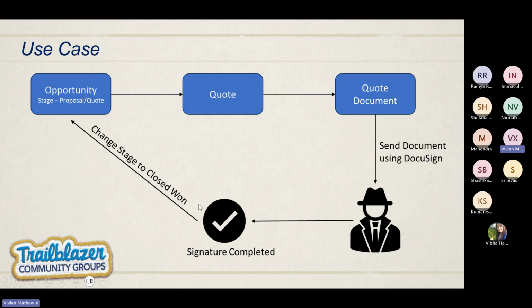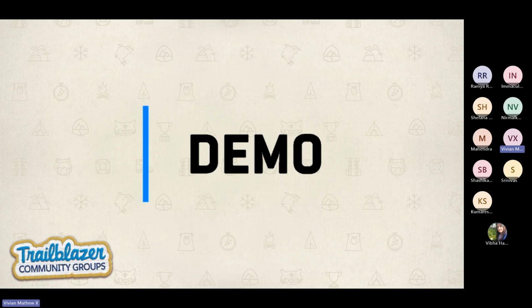So we created an automation that runs whenever the DocuSign quote document status is changed to completed. We directly go and change the opportunity stage to Closed Won. Along with that, we will also create the orders. So this is one of the high level use cases, and it saved almost 40 plus hours for the business team rather than going and approving it manually. So over to the demo.